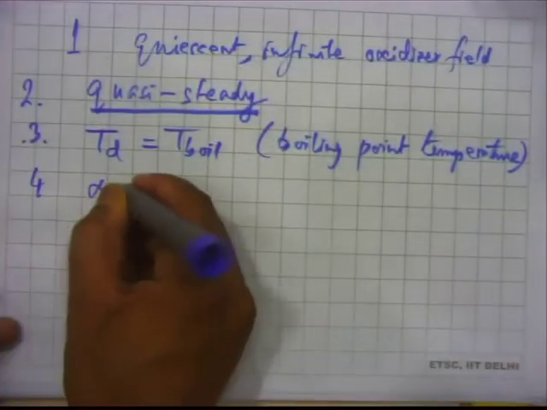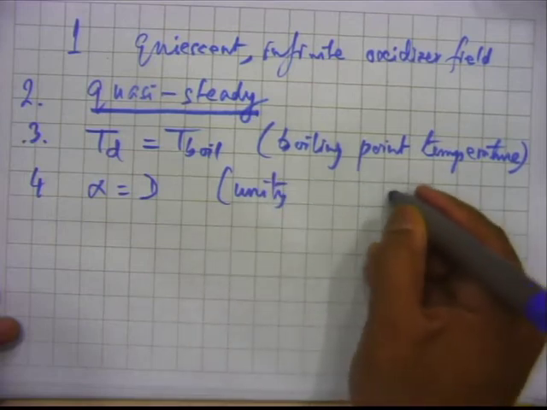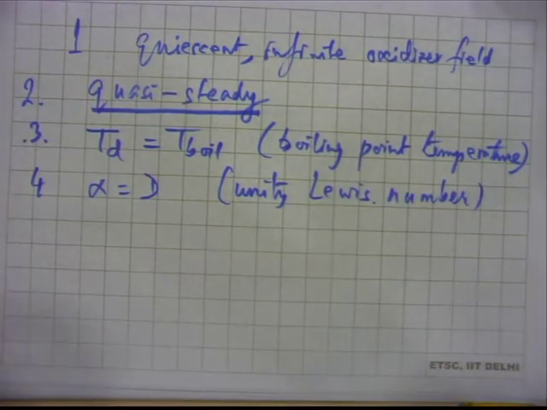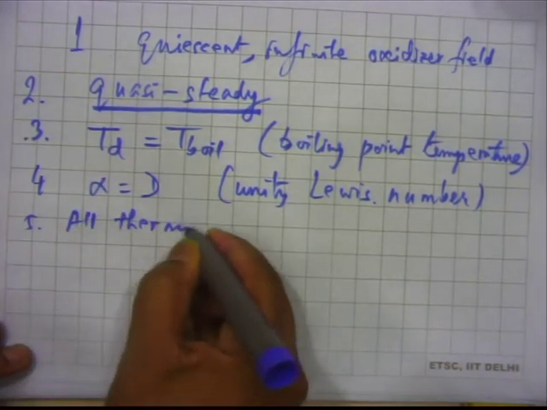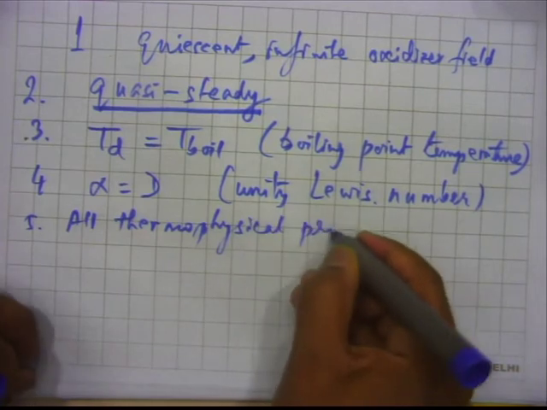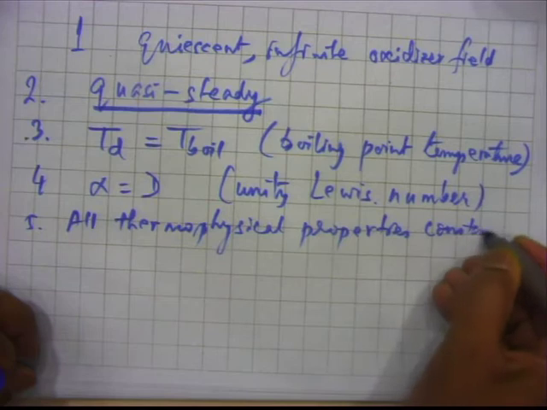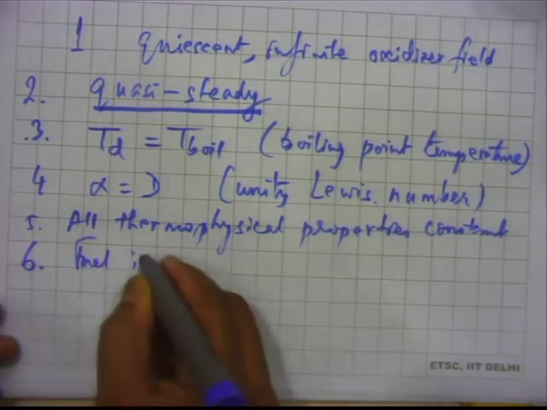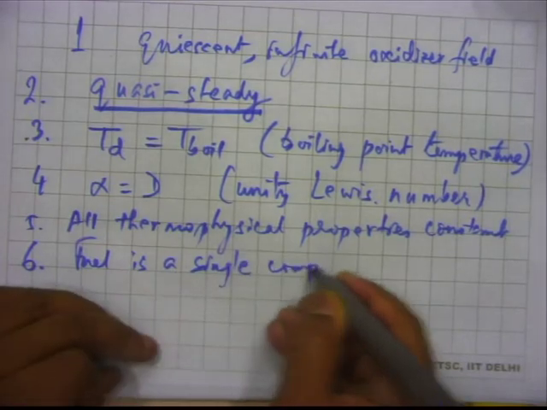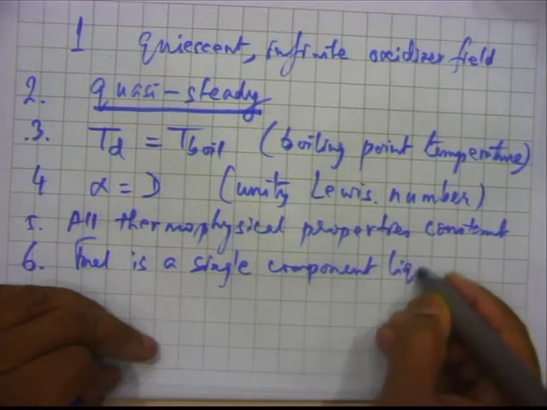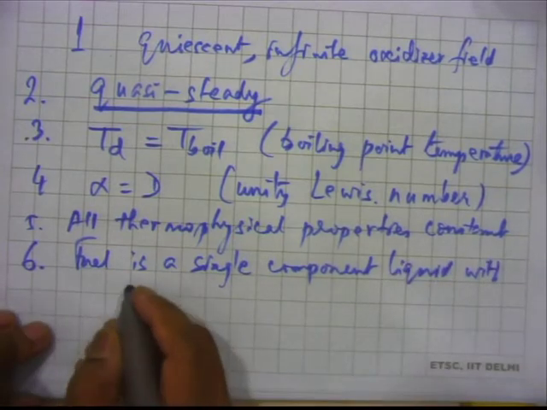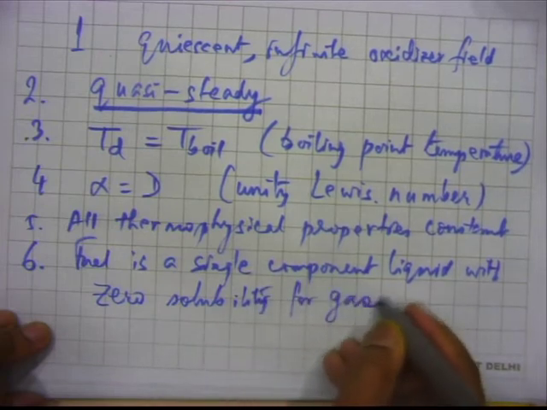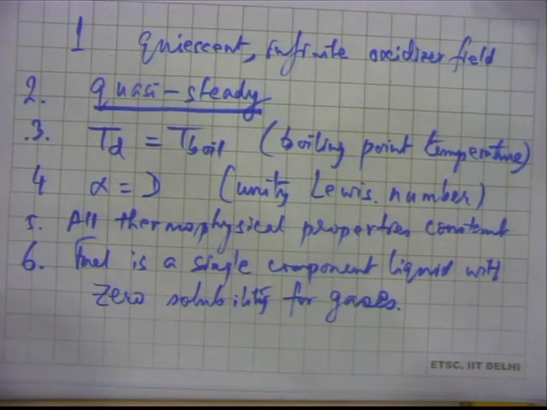We also assume alpha equal to D, so unity Lewis number, and all thermophysical properties to be constant. Again, trying to keep things as simple as possible. The fuel is a single component liquid, with zero solubility for gases. So, these are some of the assumptions.